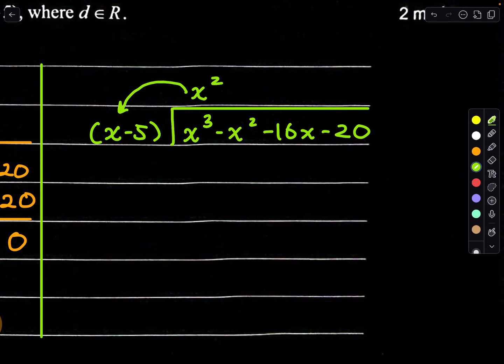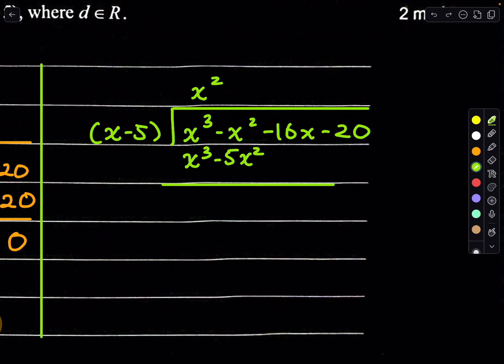And then what we do is expand. X squared times x is what? That's x to the power 3. What's x squared times negative 5? That'll be negative 5x squared. Easy, everyone? Very easy. Look. And then what we do is we subtract them. So what's x to the power 3 minus x to the power 3? That's just 0.